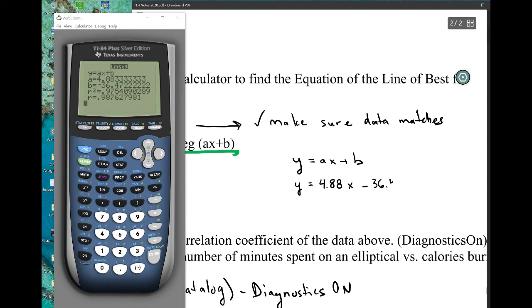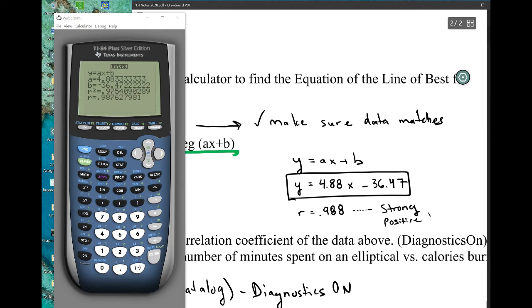Now, the R value at the bottom is 0.988 essentially. And remember, R value is the correlation coefficient. Thinking about what that means, it's close to 1, it's 0.9. This means it's a strong positive relationship. So as expected, the number of calories is strongly related to the number of minutes on the elliptical. Okay, so that is the graphing calculator.